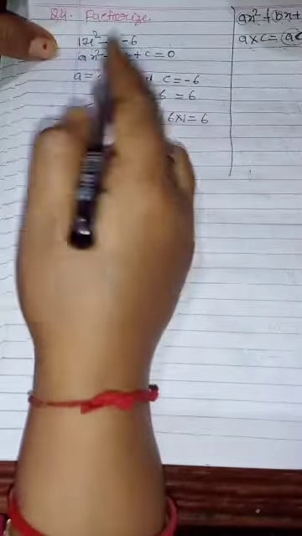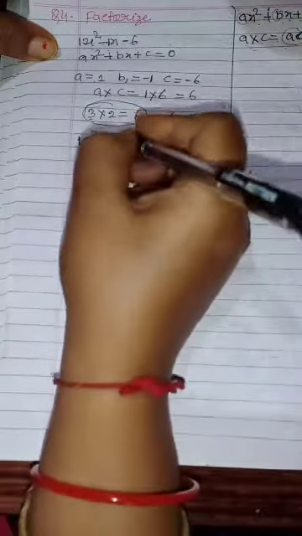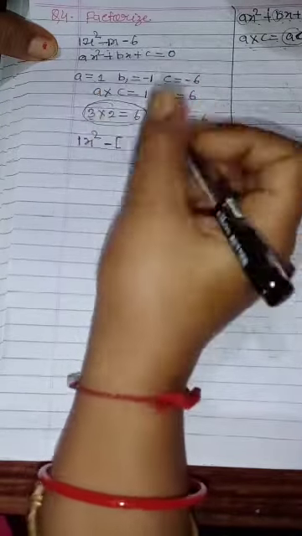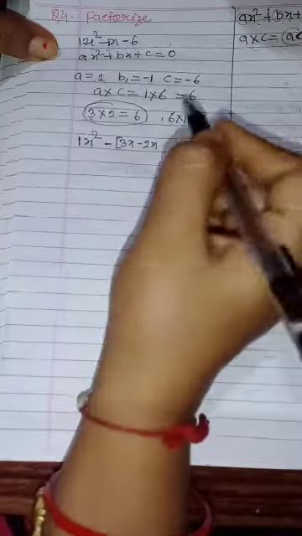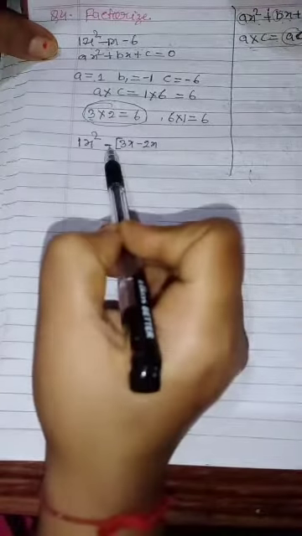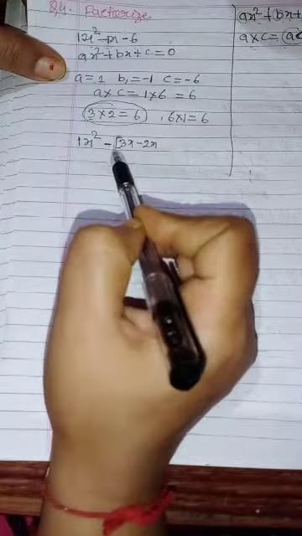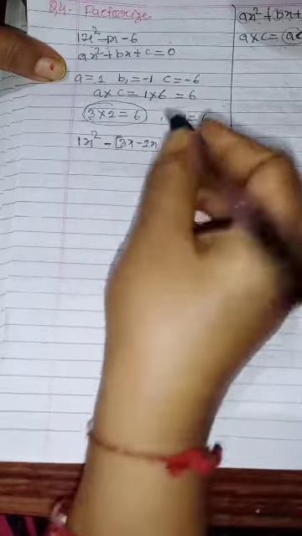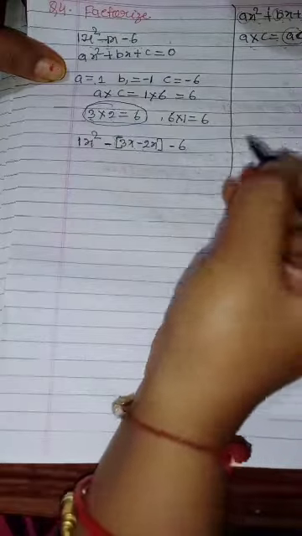And how will I write it? 1x square, then put this minus sign. And here I have to write 1x, so I can write that as 3x minus 2x. What I have done is take this minus out of the bracket. For writing 1x, I have written the factors in the form 3x minus 2x. Okay, and then minus 6. So what will it be now?